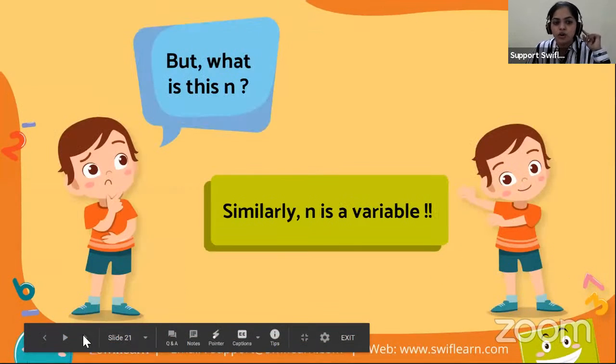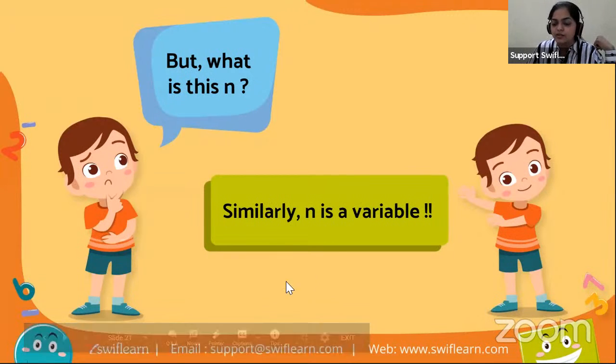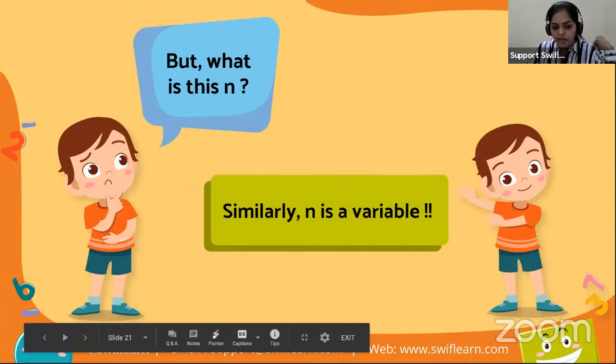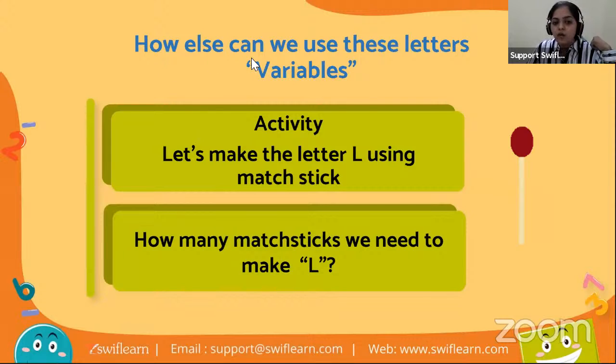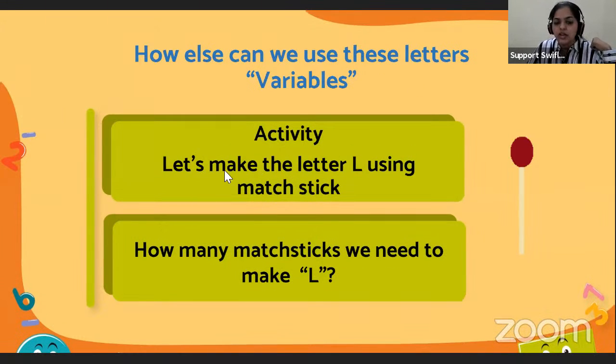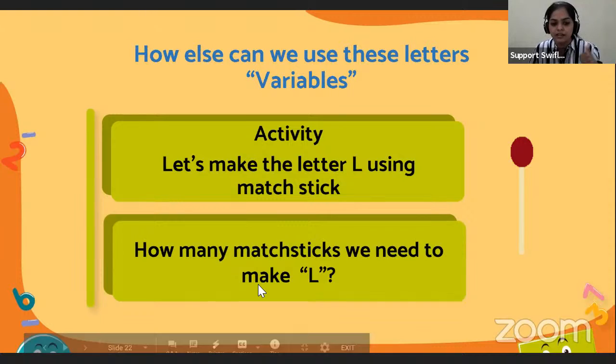Okay, but what is this n? Again the question arises now. What is n? I have said that n is a variable, and let's see how else we can use these letters as variables. Let's take one activity so that we understand how these letters are used. Let's make the letter L using matchsticks. We will take an activity of matchsticks. All right.